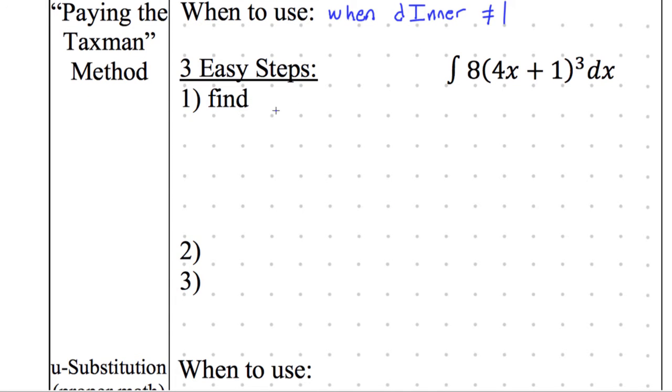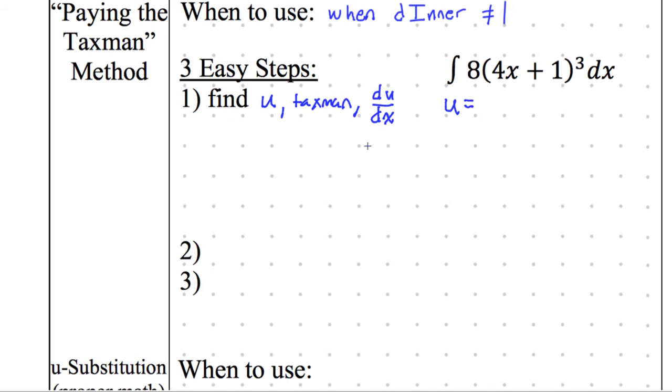So the first step, very similar to the first step for U-Substitution, is to find things. We need to find U. You need to find the taxman. And you need to find du dx. So you need to find 3 things for the very first step. So let's go find those things.